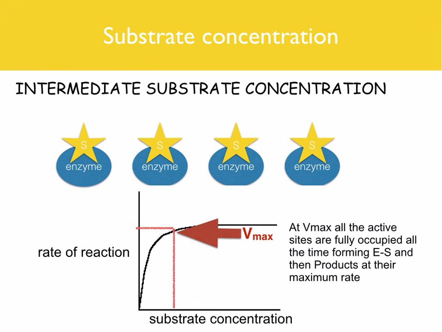So at Vmax, all the active sites of the enzyme are fully occupied all the time, and you've got enzyme substrate complexes, and then the products are being formed. So this is happening at the maximum rate.